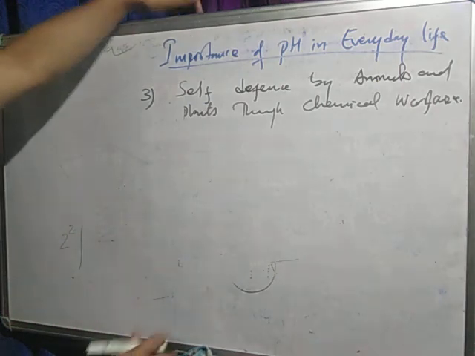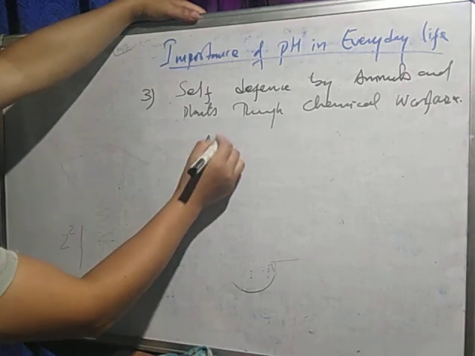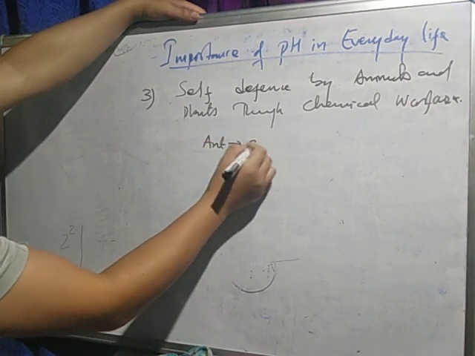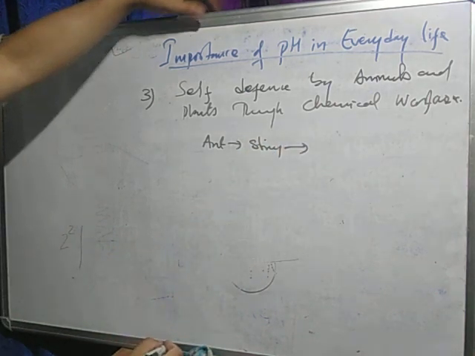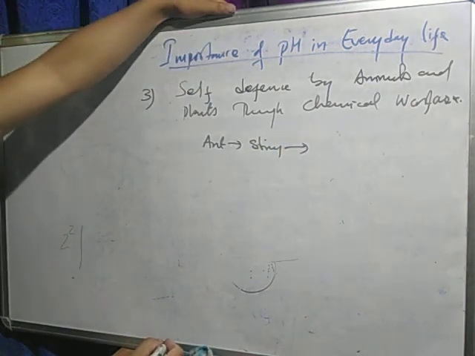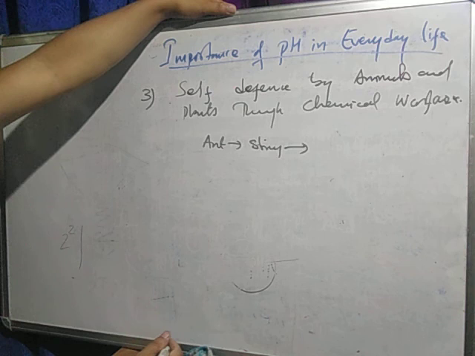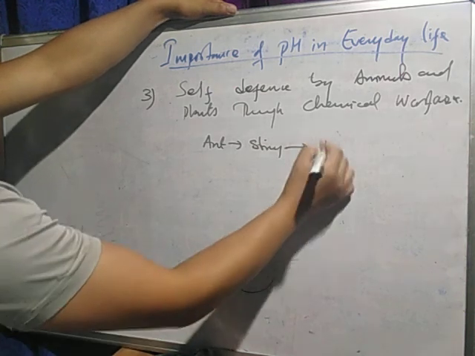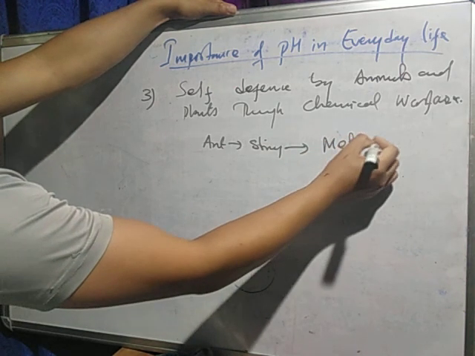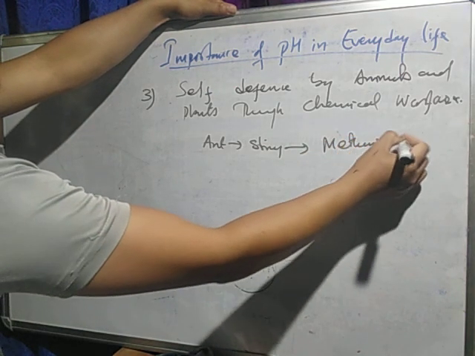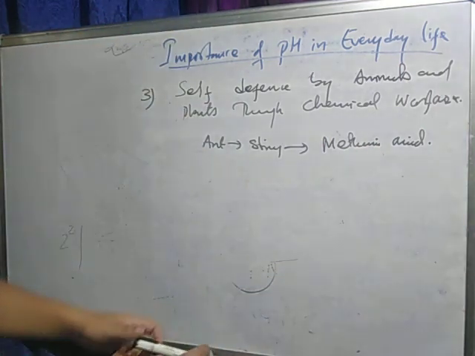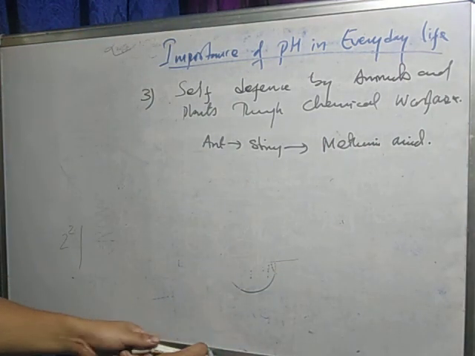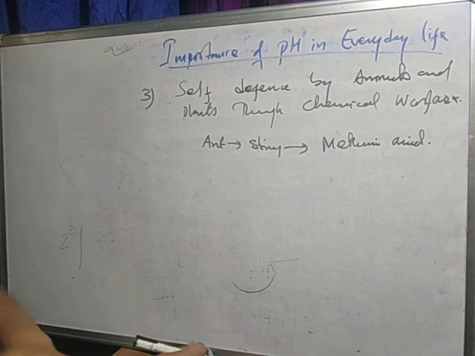The first one is the ant, isn't it? An ant sting releases some acid called methanoic acid, which is hot, which causes burning pain, isn't it?